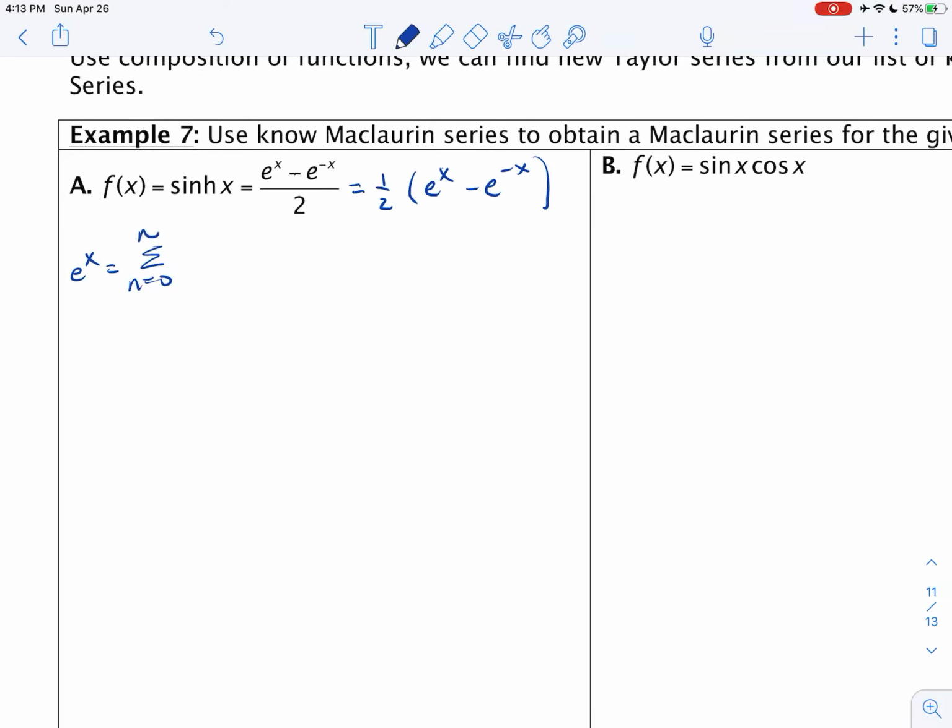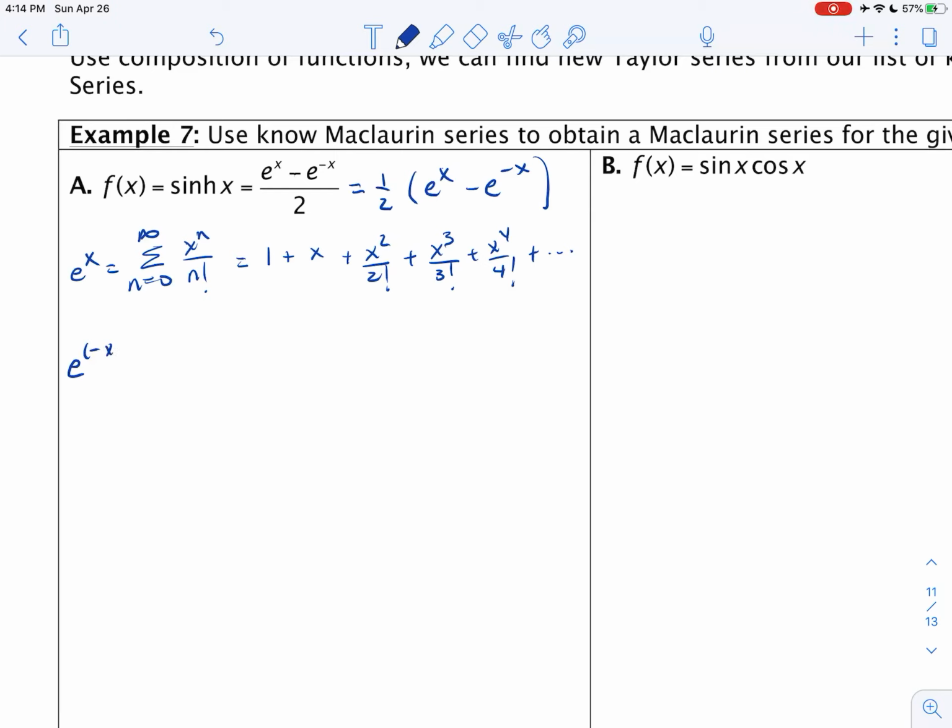Now I do know from my known Maclaurin series that e to the x is equal to the sum from n equals 0 to infinity of x to the n over n factorial. And I can proceed with writing out the first couple of terms just so we know what the terms look like from a pattern perspective. So when n is equal to 0, we have x to the 0 over 0 factorial, which is 1, plus x to the first power over 1 factorial, plus x squared over 2 factorial, plus x cubed over 3 factorial, plus dot, dot, dot, x to the 4th over 4 factorial, plus dot, dot, dot.